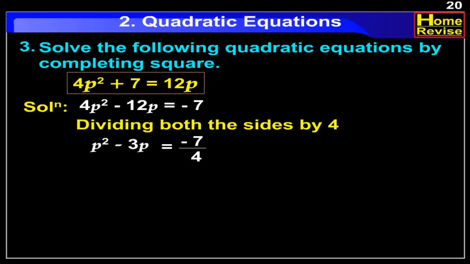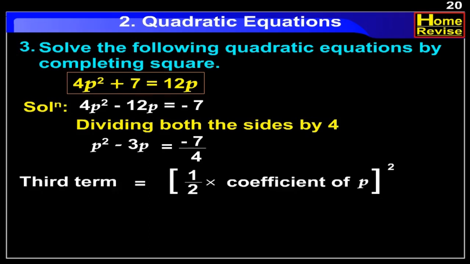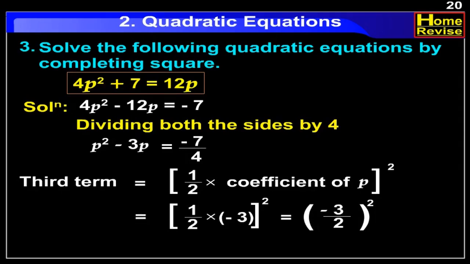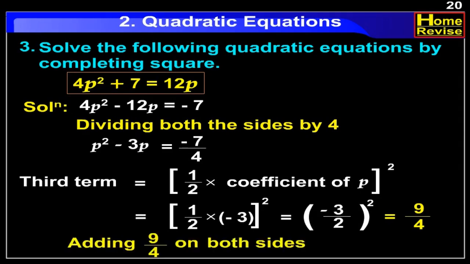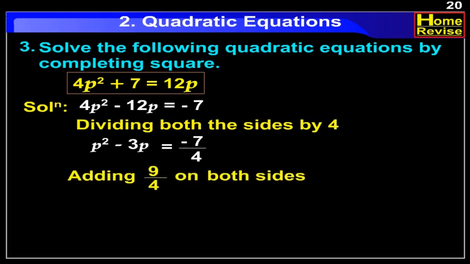Now, we will make LHS a perfect square by using third term = (half into coefficient of p)², which is equal to (half into −3)², which is equal to (−3/2)², which is equal to 9/4. Adding 9/4 on both the sides, we get p² − 3p + 9/4 = −7/4 + 9/4.